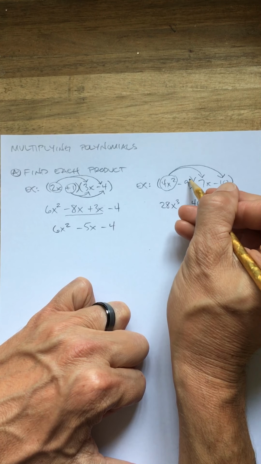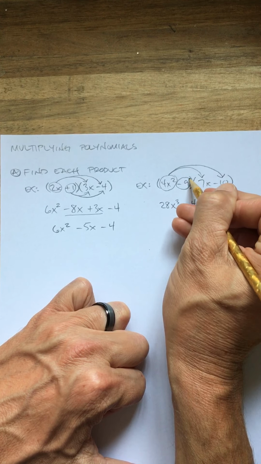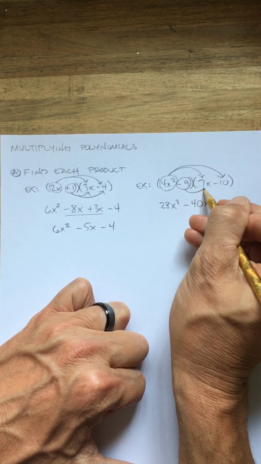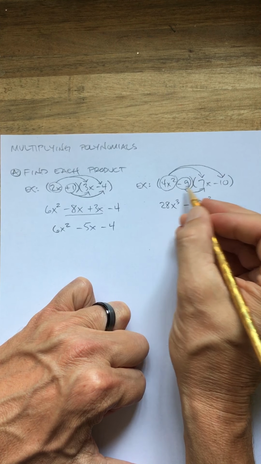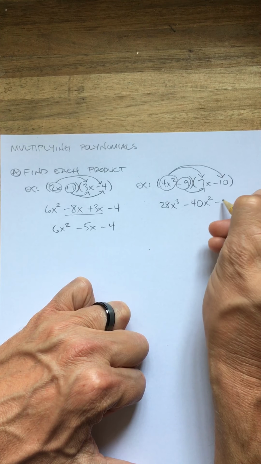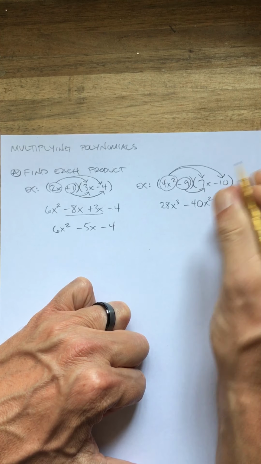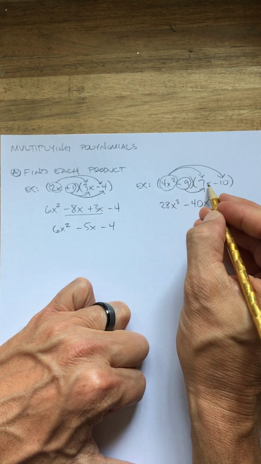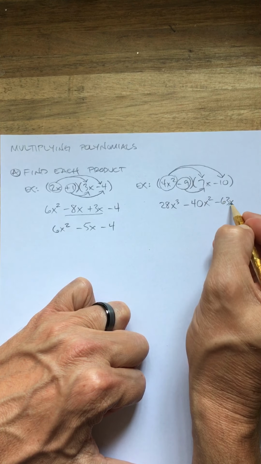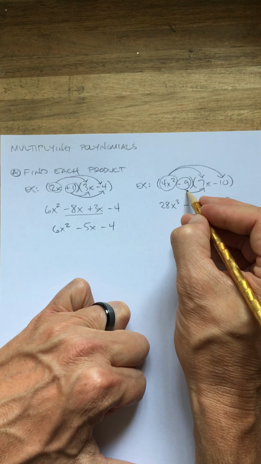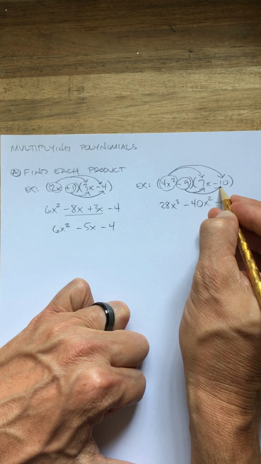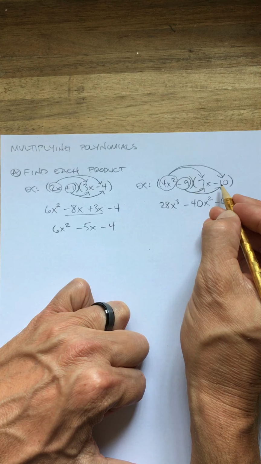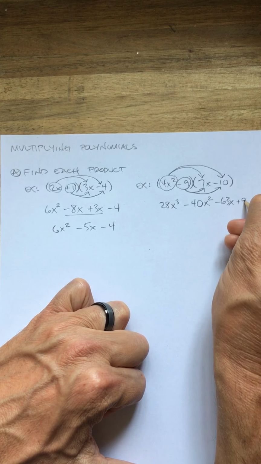All right, and now we'll take the negative 9 and we'll distribute it to this. So negative 9 times 7x is negative 63x, because negative 9 times 7 is negative 63. And there isn't an x here, but there is an x there, so you just keep the x. And then distribute the negative 9 to the negative 10, and you get negative 9 times negative 10, which is positive 90. So plus 90.